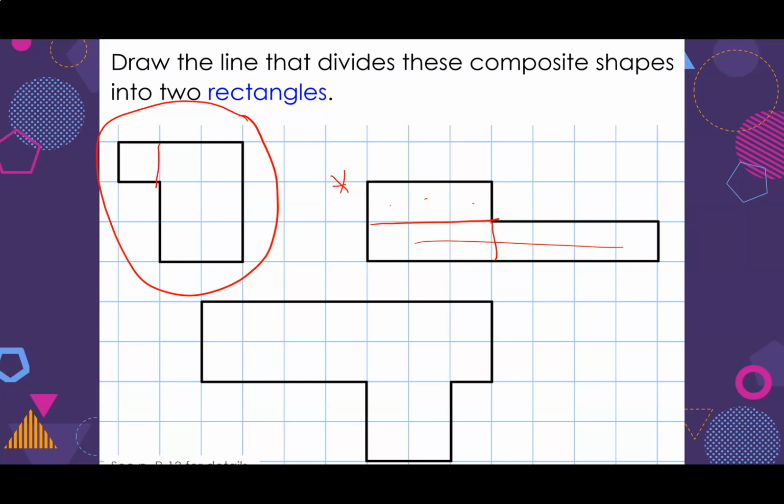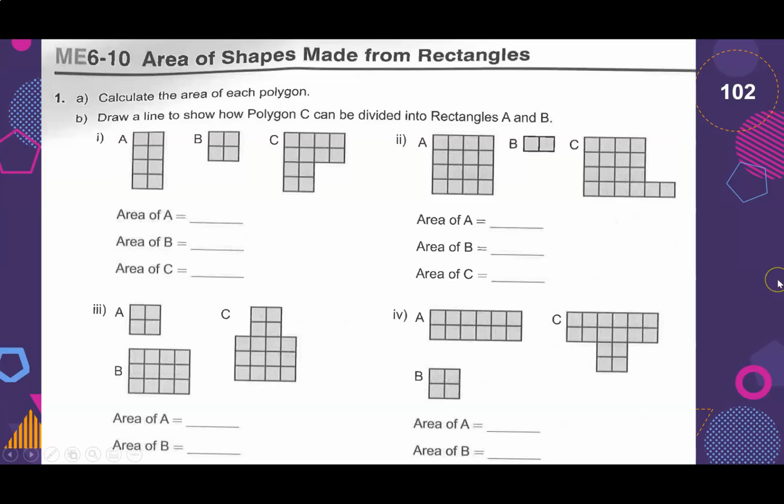Finally, our third shape could be divided in a couple of different ways as well. But if we want to stick to dividing it into two rectangles, we would draw our line right there. We will be working in our Jump Math book, dividing composite shapes into different rectangles, and then calculating the area of those rectangles. Question 1 on page 102 says, calculate the area of each polygon.